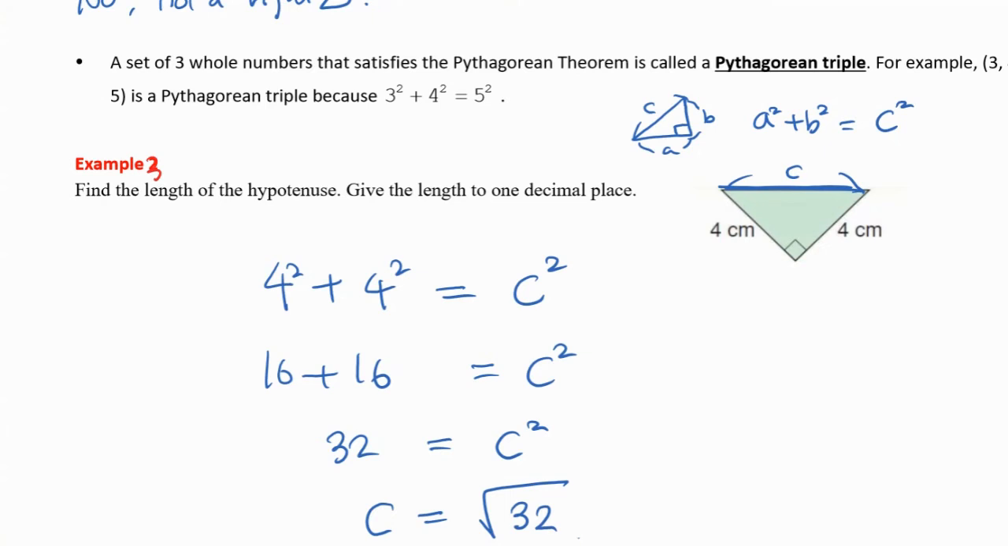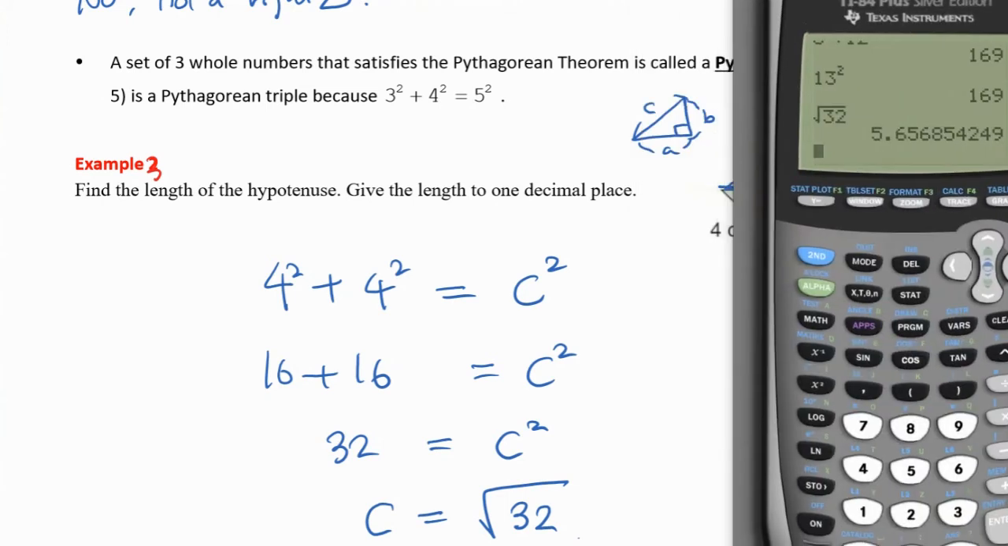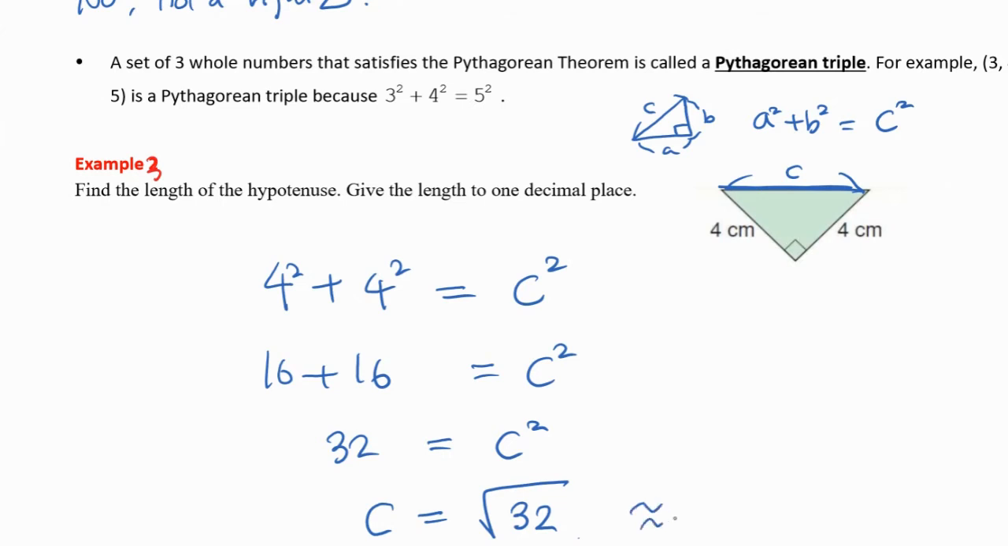So let's calculate it using your calculator. So square root of 32 is 5.65. So we're going to find it to 1 decimal place. So here we have 5. Would you round up or down? So if we're going to round it up, then that is 5.7. 5.7 centimeter will be the answer. Okay?